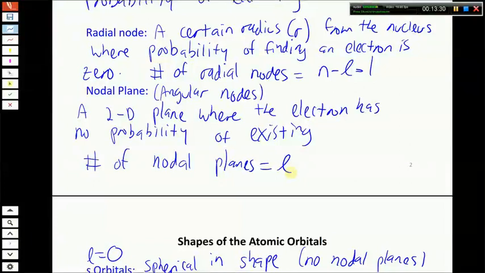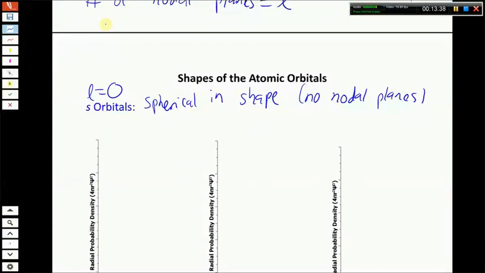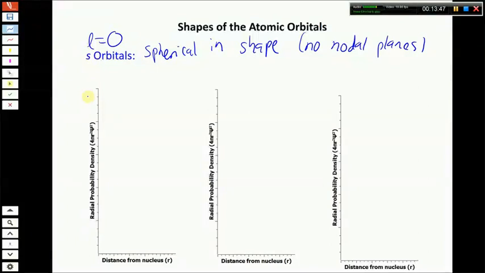Okay, so if you know the value of L, you know how many nodal planes there are, and again, that dictates the actual shape of the orbital, which is why it's important. All right, so if L equals 0, we have 0 nodal planes, and that gives us a sphere. There's no surface in three-dimensional space where the electron cannot be. But we can have radial nodes in s orbitals.